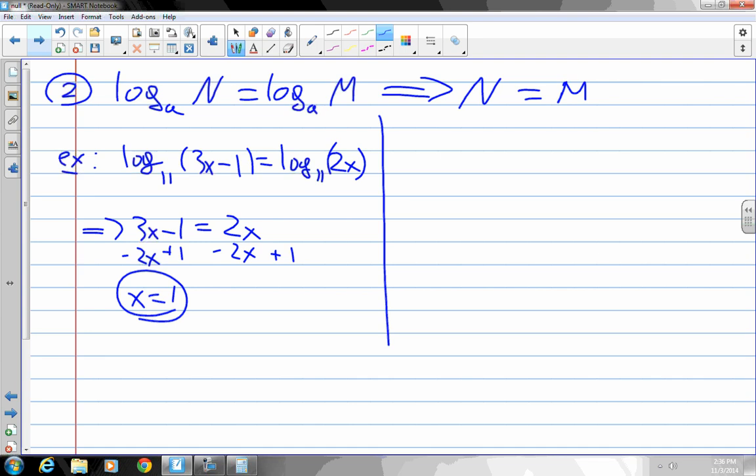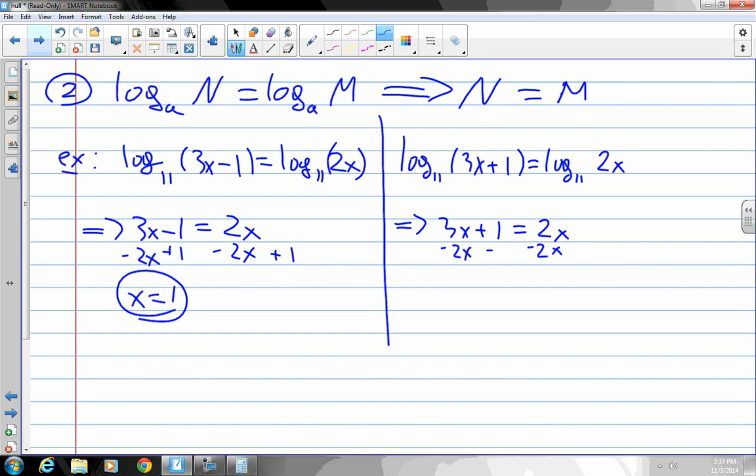Questions on that? If I change this just a little bit, log base 11 of 3x plus 1 equals log base 11 of 2x. Same situation. You have logs of the same base on both sides of the equation, so you can let the insides equal automatically. 3x plus 1 equals 2x. Right? Try to solve that.